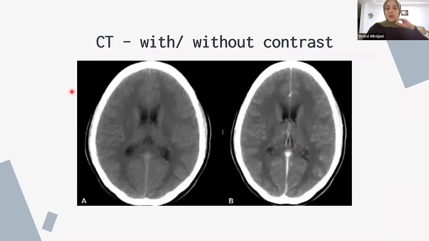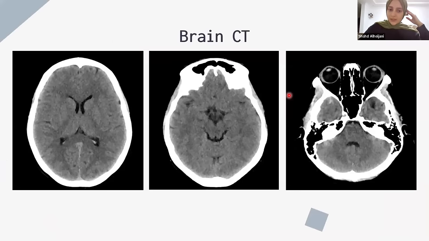Now again, CT with or without contrast. You can see these areas that are supposed to be full of fluid are usually not as bright, but as soon as you inject contrast, they will appear brighter. Now, this is a brain CT. Since you guys are taking neuro, you're supposed to know the different structures in the brain. Where do you see the white matter and where do you see the gray matter?